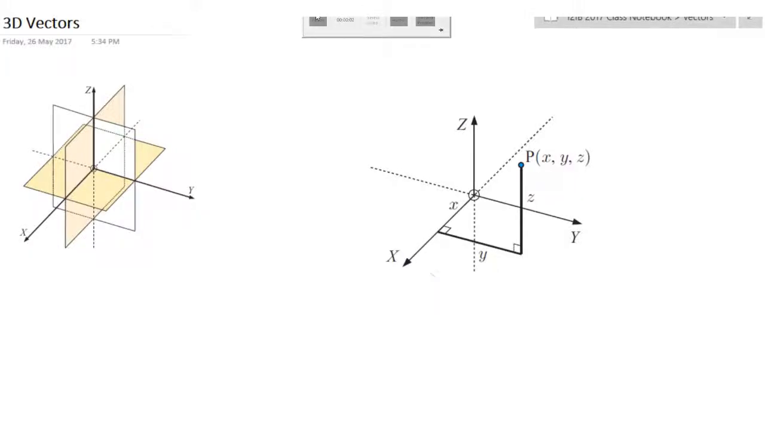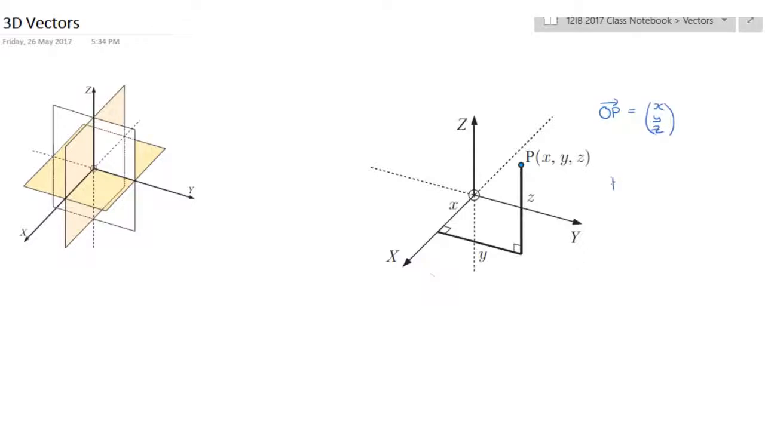Okay, so today we're going to look at 3D vectors. So we're looking at vectors in the plane x, y, and z. We've looked at 2 dimensions, now we're looking at 3 dimensions. That means we've got coordinates x, y, and z for our point P. So that means we can look at position vector OP, and that will have a vector of x, y, and z.